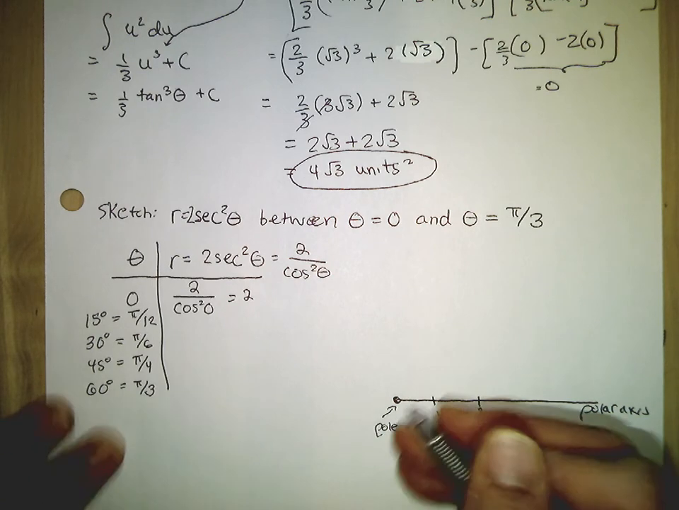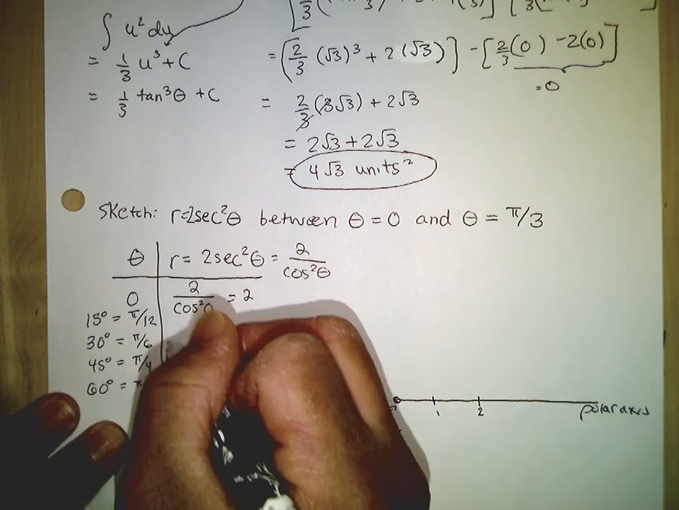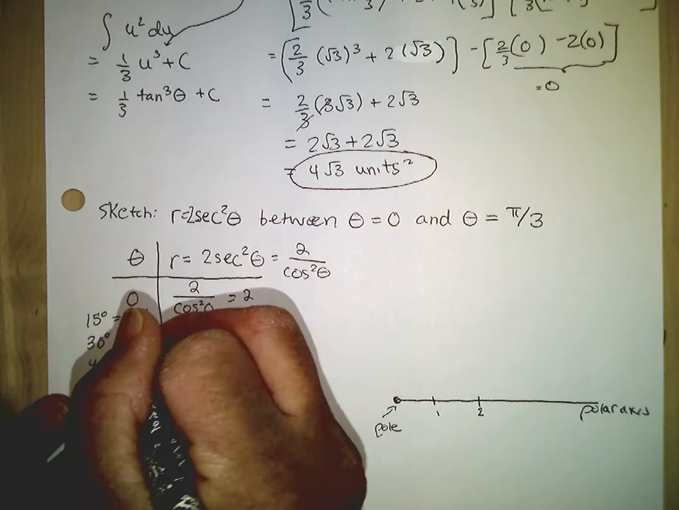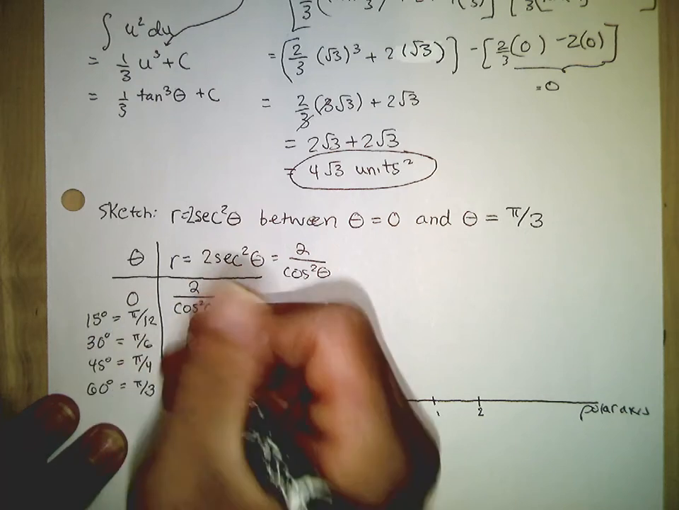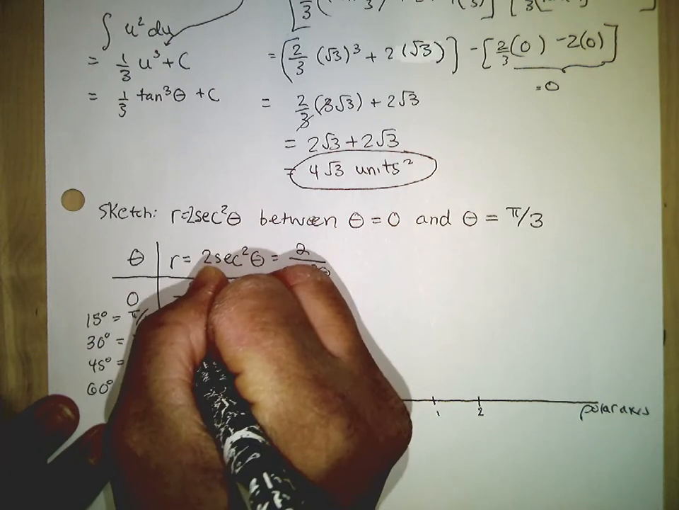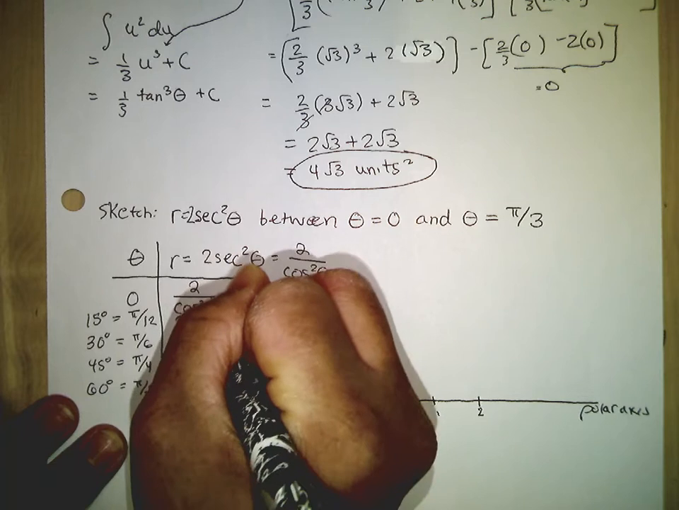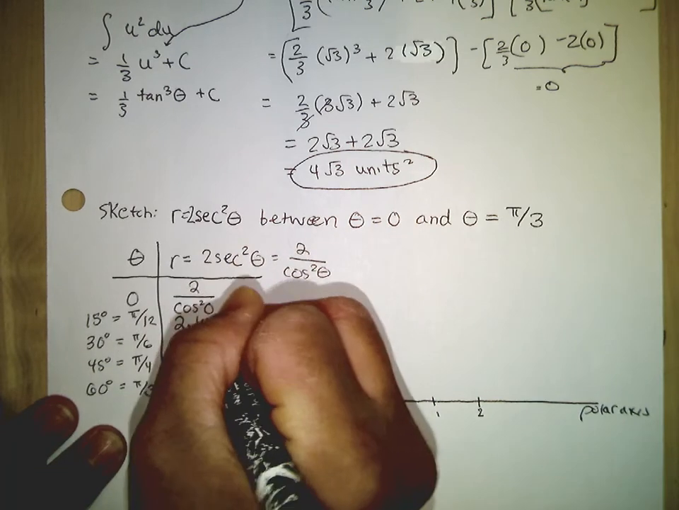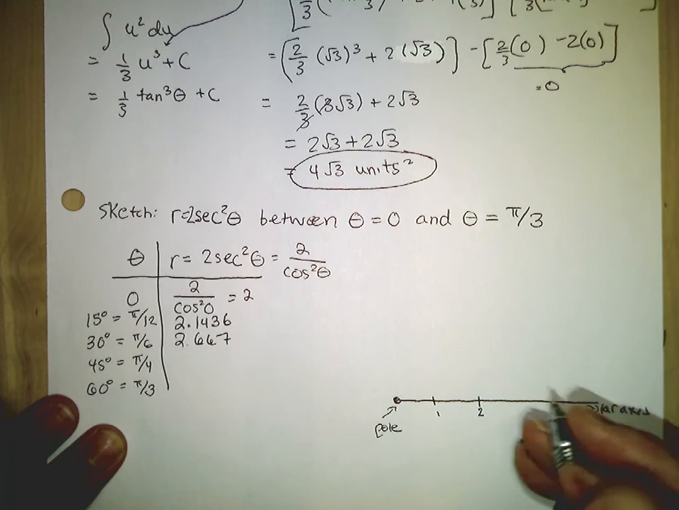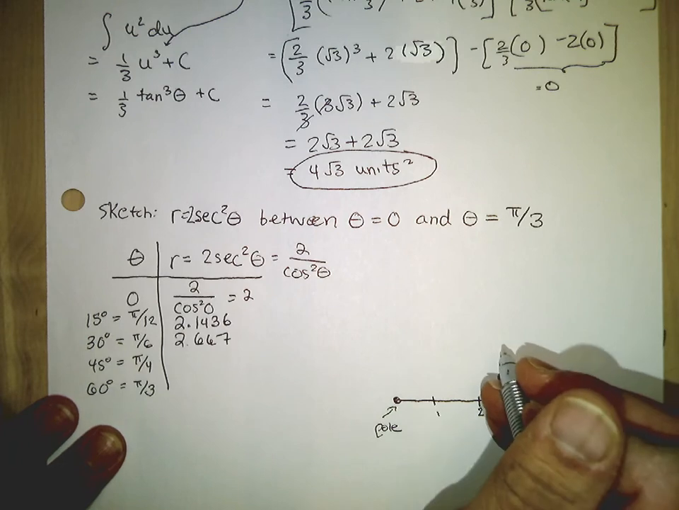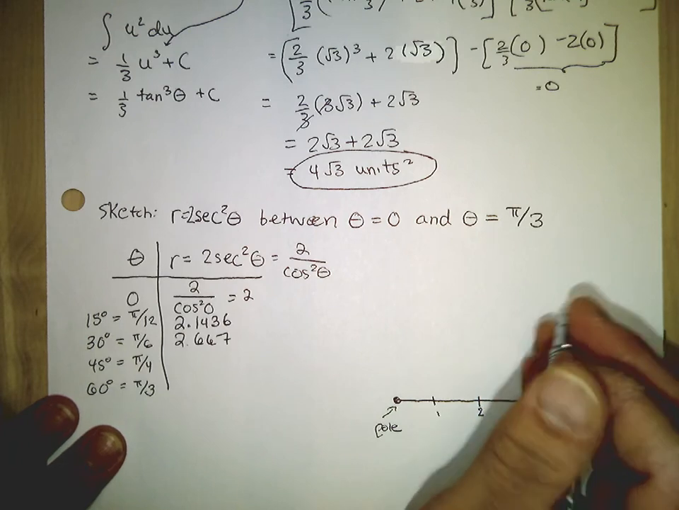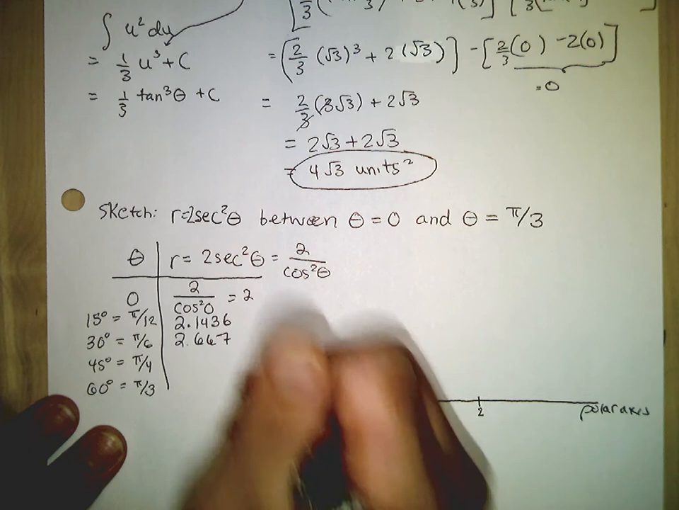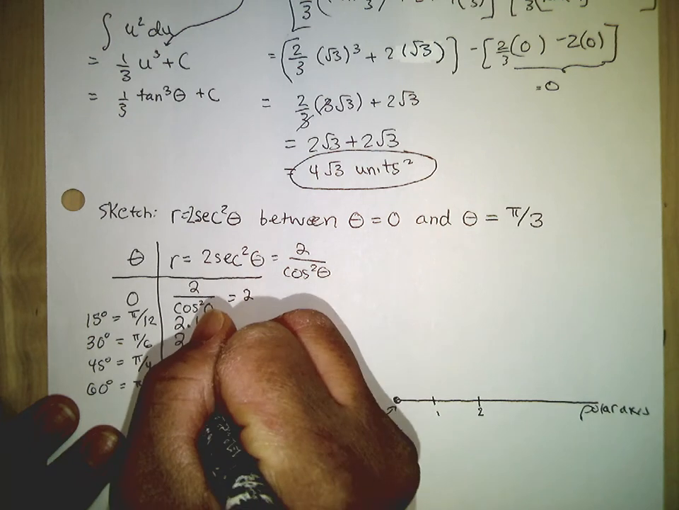All right. So at 45 degrees, well, let's go one at a time. At 15 degrees or pi over 12, I'll let you use your calculator, but I get 2.1436. And for pi over 6, 2.667. I'm rounding because I can't draw this very accurately by hand regardless. And at pi over 4, we get 4, and at pi over 3, we get 8.